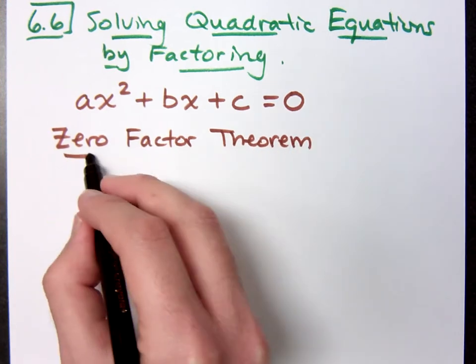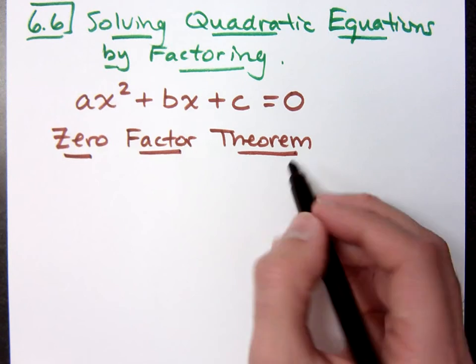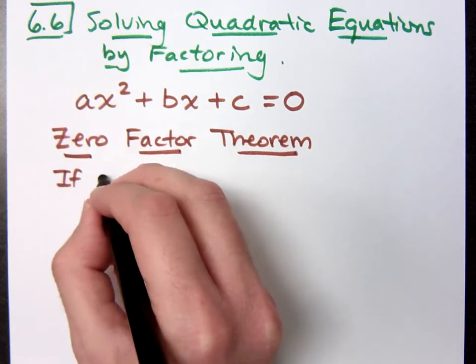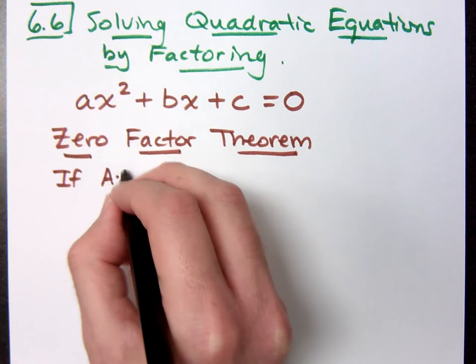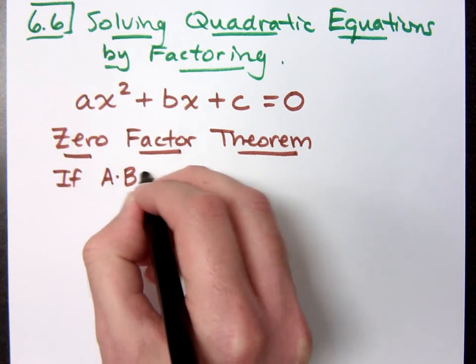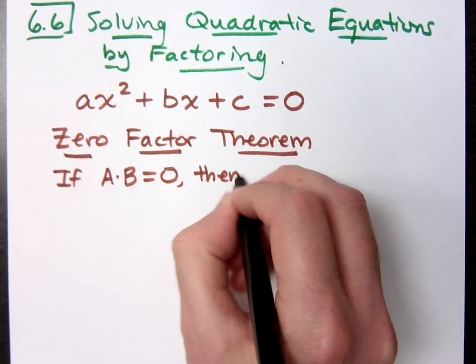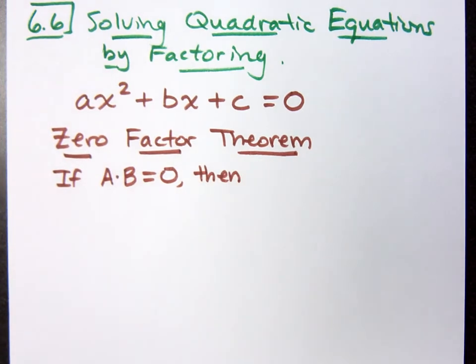Now, the zero factor theorem tells you exactly how you go about solving these problems. We're going to go over that here in just a moment. But first, the zero factor theorem states the following. If you have a product a times b that equals 0, then what can you conclude? If you multiply to get 0, what do you know?